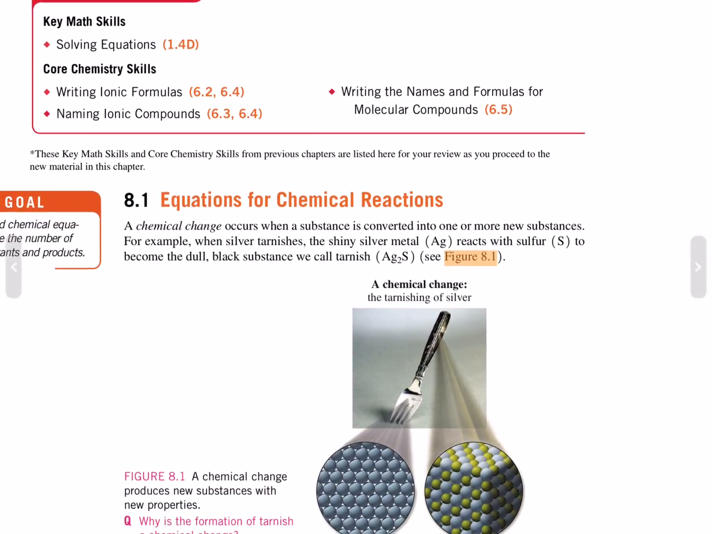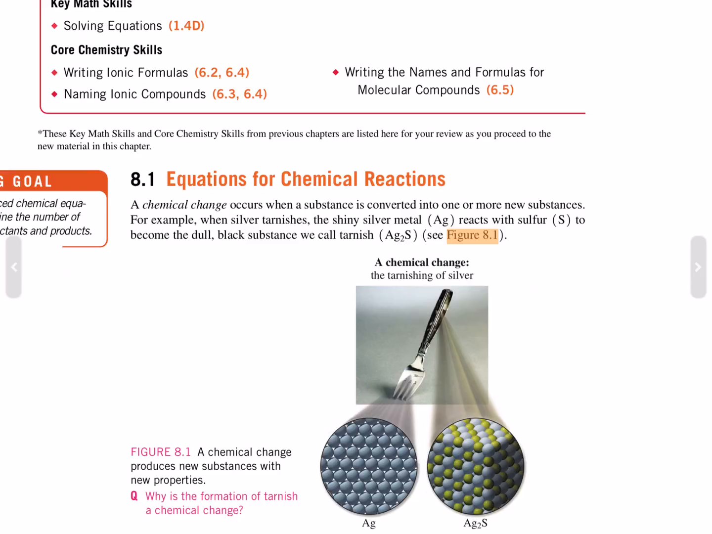Section 8.1 Equations for Chemical Reactions. A chemical change occurs when a substance is converted into one or more new substances. For example, when silver tarnishes, the shiny silver metal reacts with sulfur to become that dull black substance we call tarnish.